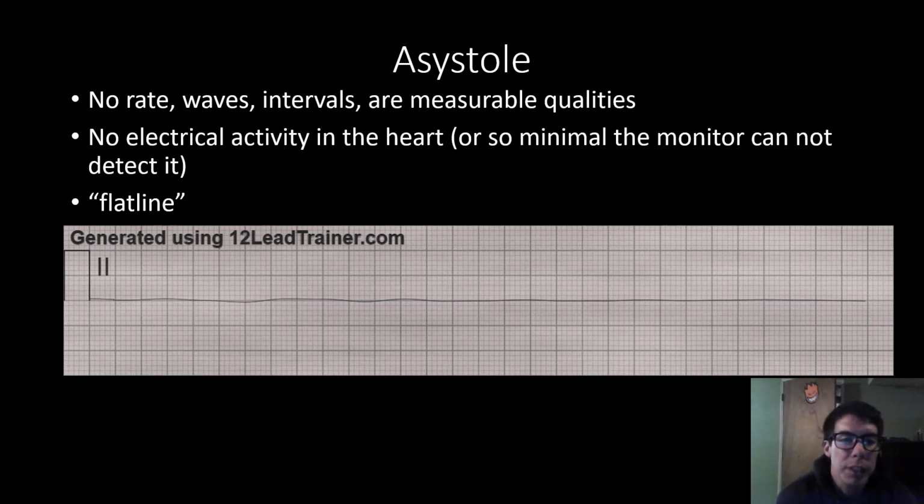So yeah, it's pretty self-explanatory. It's just this flat line like that. It doesn't do anything. So if you see that, that's just nothing, in which case you just keep doing CPR or pronounce them dead, depending on protocol and circumstances and all that. So asystole means nothing. It means there's nothing going on in the heart at all.